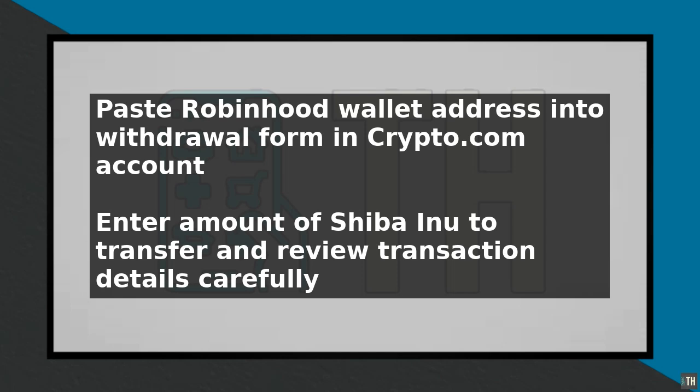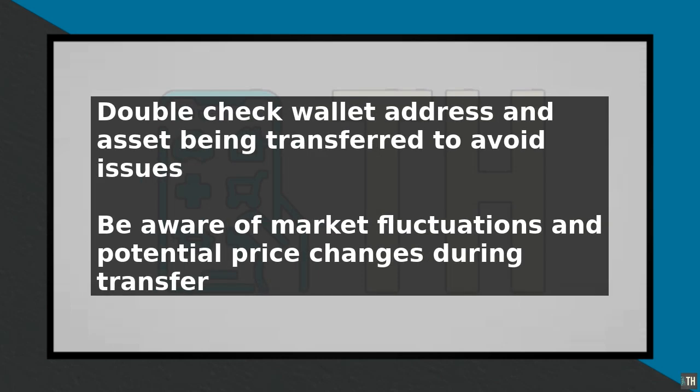It is essential to note that Robinhood has specific requirements for cryptocurrency deposits, including a minimum deposit amount and a waiting period before the funds are available for trading. Additionally, ensure you are transferring the correct asset, as cryptocurrency transactions are irreversible. To avoid any issues, double-check the wallet address and the asset you are transferring.